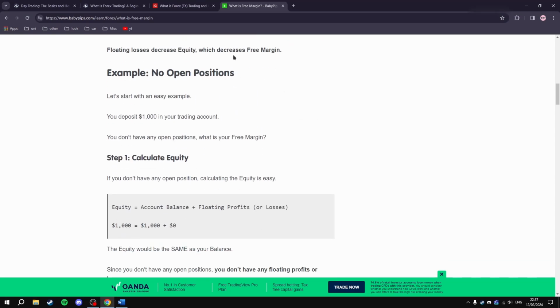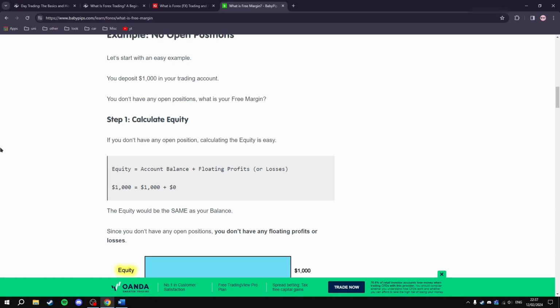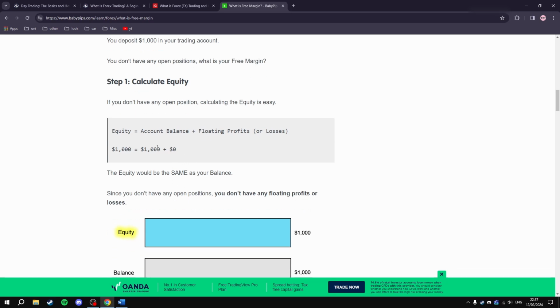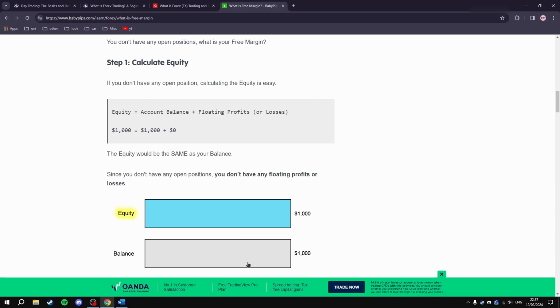Example, no open positions. Let's start with an easy example. You deposit $1,000 into your trading account. You don't have any open positions. What is your free margin? It's 1,000, isn't it? Step 1, calculate equity. If you don't have any open positions, calculating the equity is easy. Equity equals account balance plus floating profits or losses. You don't have any floating profits or losses, that is 0, so 1,000 equals 1,000. The equity will be the same as your balance. Since you don't have any open positions, you don't have any floating profits or losses.